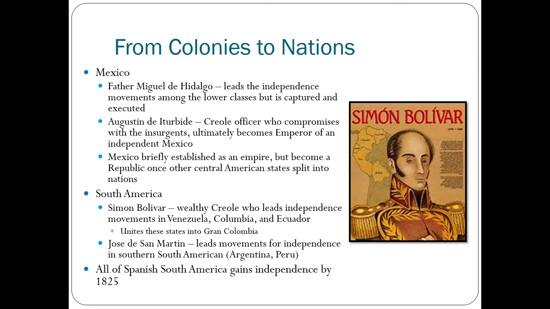South America will also be leading its own independence movements. This will largely be under Simón Bolívar. Again, he is a Creole. He's going to try to unite the states of Venezuela, Colombia, and Ecuador into Gran Colombia, but he will be largely unsuccessful at these unification efforts, and we'll talk more about that in a second.